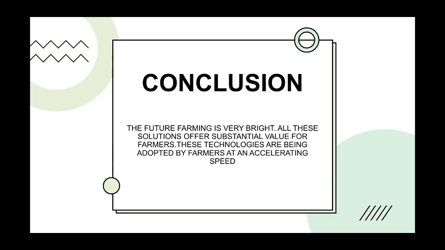So I conclude by saying this: the future of farming is very bright. There are more and more precision agriculture technologies coming out every month, every year. All of these solutions offer substantial value for farmers in their effort to optimize production and improve management, which helps to save money as well as make money out of the bigger yields. These technologies are being adopted by farmers at an accelerating pace.